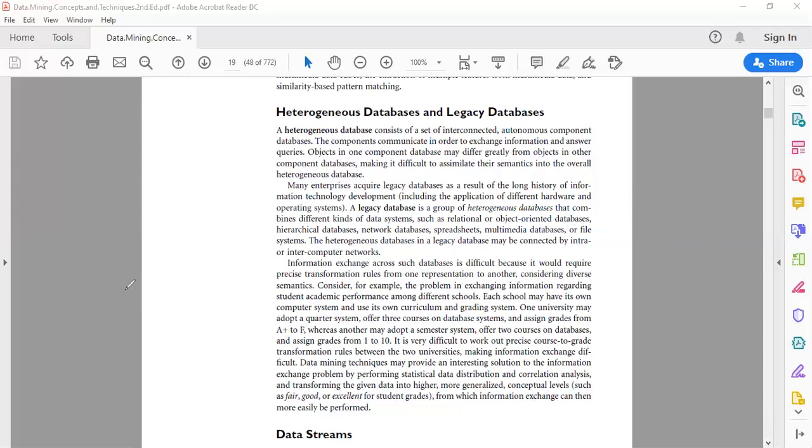Note that the heterogeneous databases in the legacy databases may be connected by intra-computer networks or inter-computer networks. So, a heterogeneous database is a collection of component databases. Now, a legacy database is a collection of heterogeneous databases.